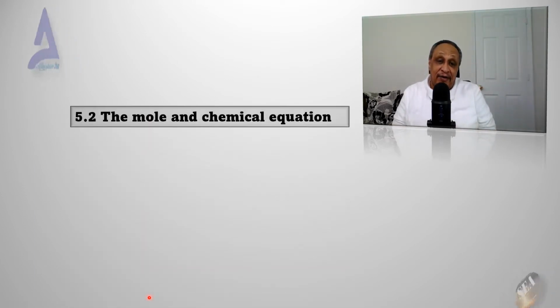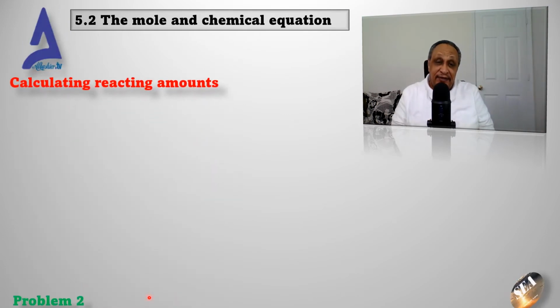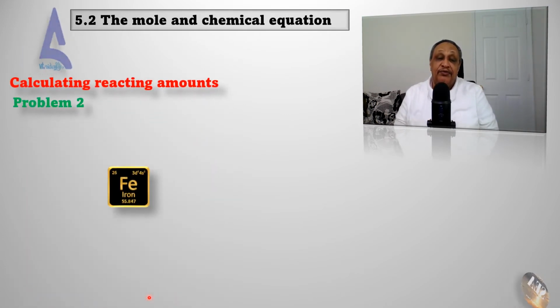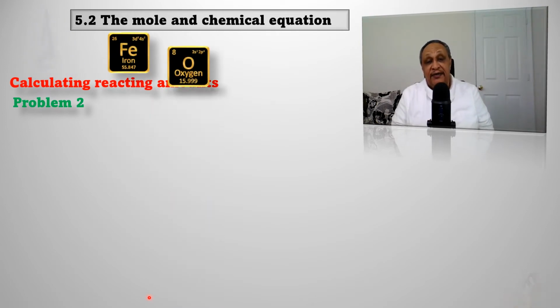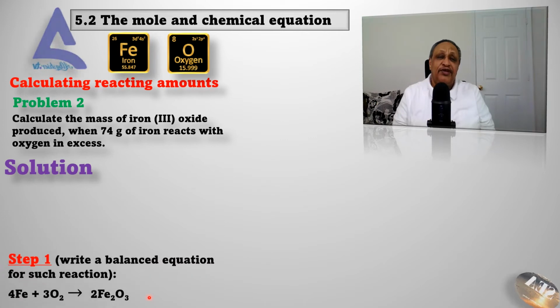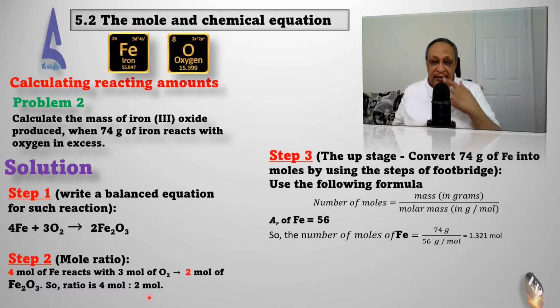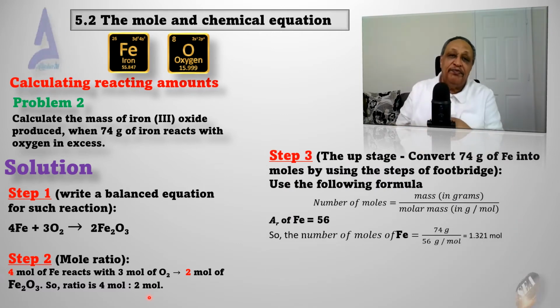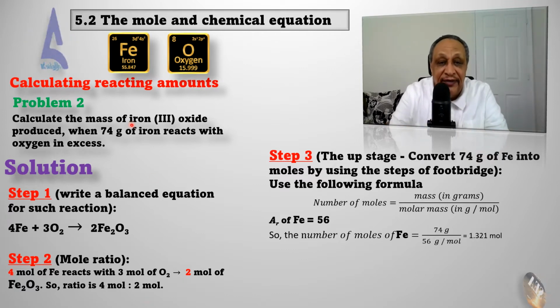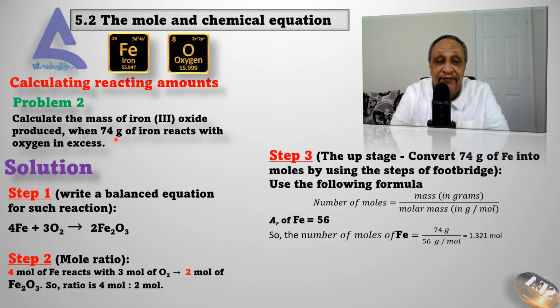We come here to our second problem, problem 2. It is not difficult. It is the same as the previous one, but we are going to practice more with different numbers and different types of compounds. So calculate the mass of iron(III) oxide produced when 74 grams of iron reacts with oxygen in excess.